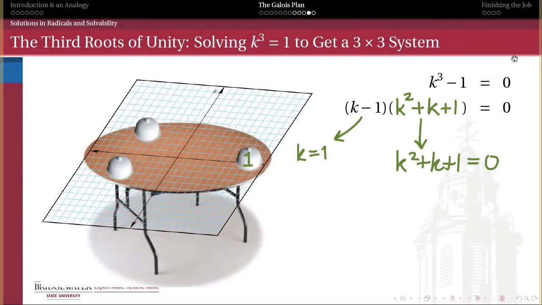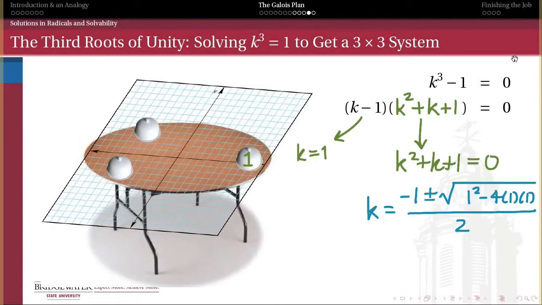And to solve that quadratic, I'm just going to activate the quadratic formula, which is going to tell me that k is equal to minus b plus or minus the square root of b squared minus 4ac all over 2a. And then all I have to do is reduce b squared minus 4ac into its numerical value, negative 3. And now I have found the other two solutions, which are not real numbers, they're complex numbers.